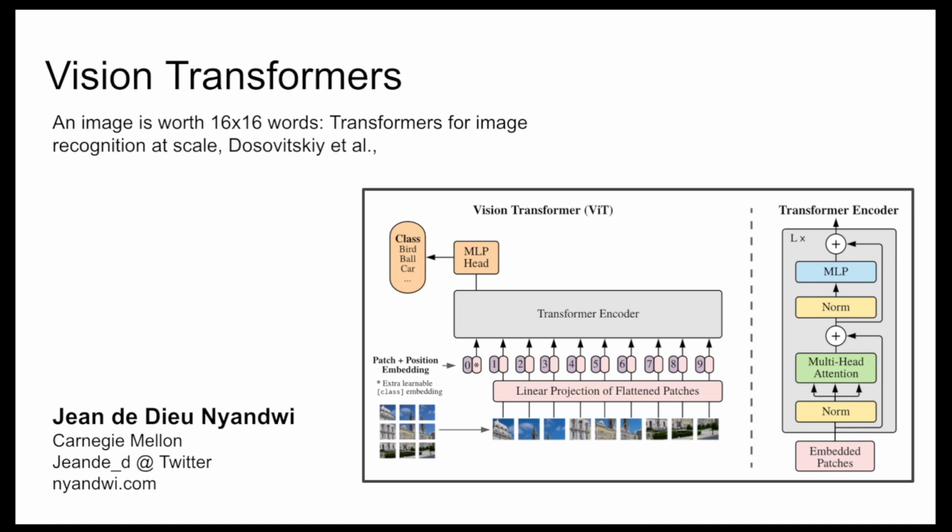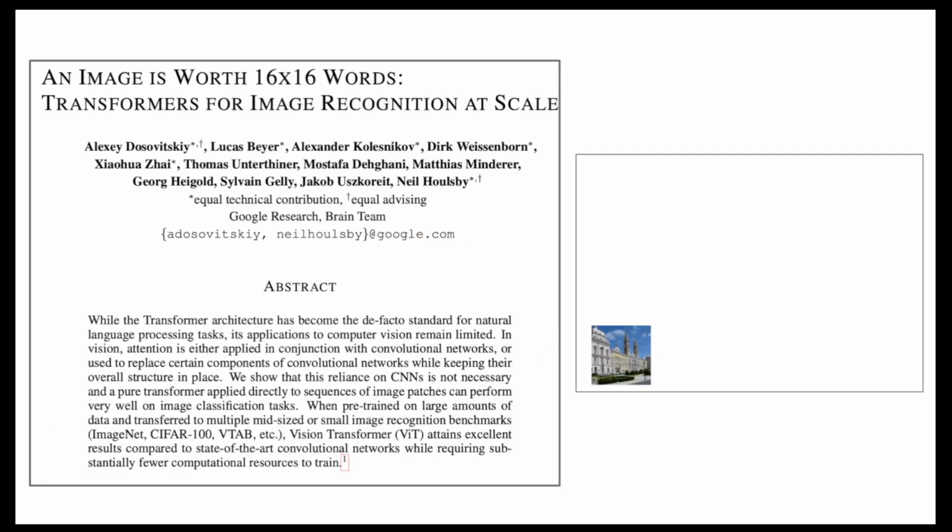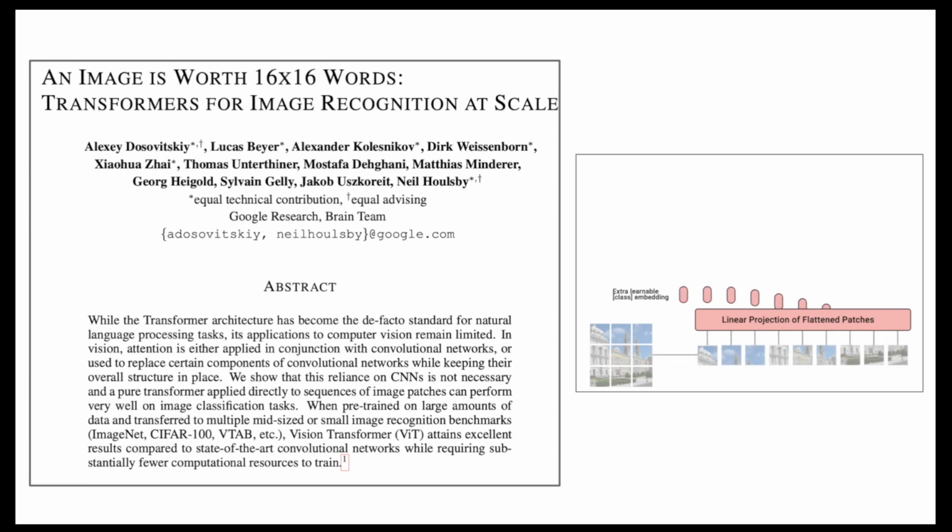So in the last video, we saw the paper Attention Is All You Need, which introduced the transformer architecture. Today we're going to look at vision transformers from the paper "An Image is Worth 16x16 Words: Transformers for Image Recognition at Scale" by Dosovitskiy et al. So we start by looking at the abstract and then we'll slowly dive deep into the main architecture.